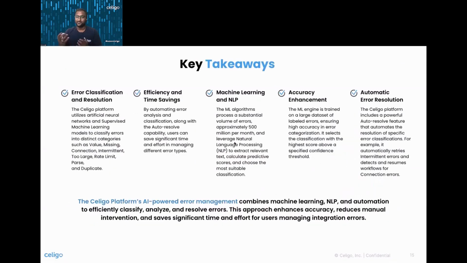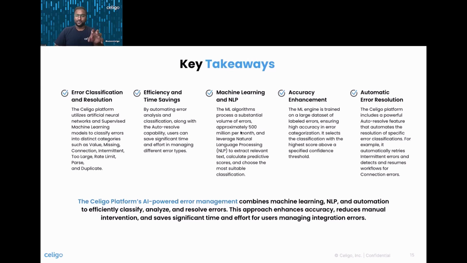And so finally, the key takeaways. We covered error classification, where I showed you that integrator.io, using machine learning and AI, will classify errors into the 8 classifications which we have. Second thing is efficiency and time saving. Because of this auto resolve feature, imagine the time it is saving, and you can then focus all that time on productive work rather than resolving all the errors which don't even make sense.